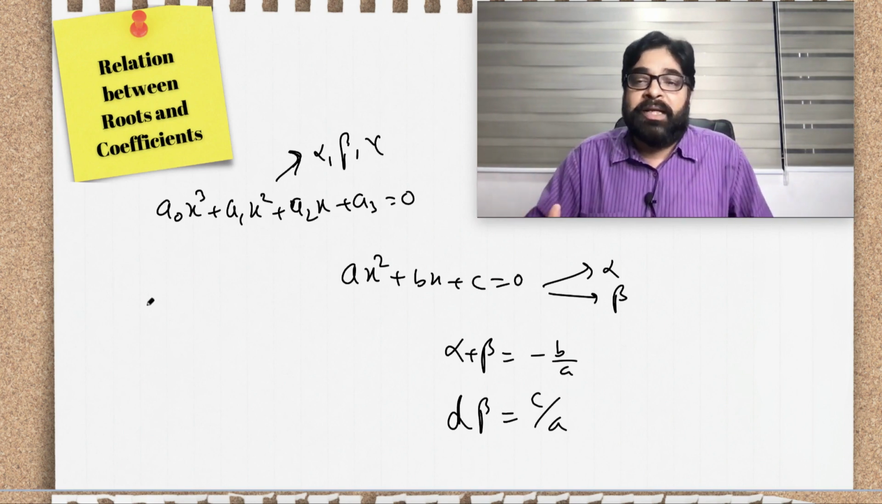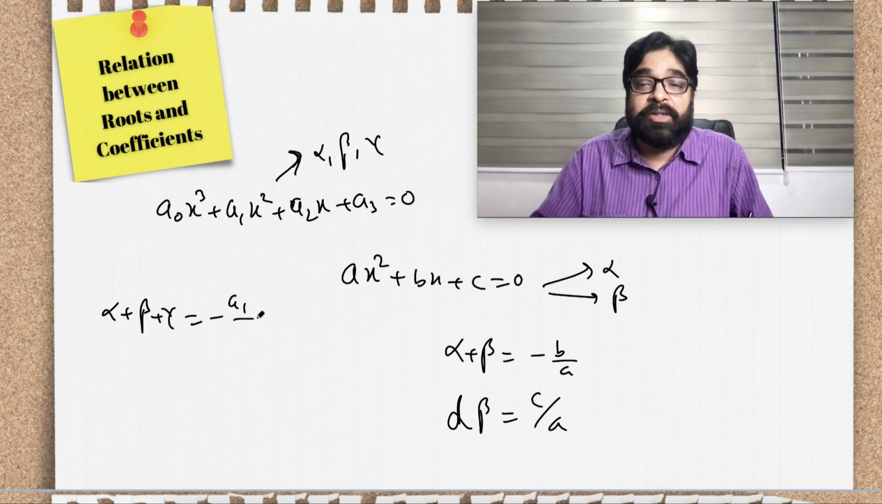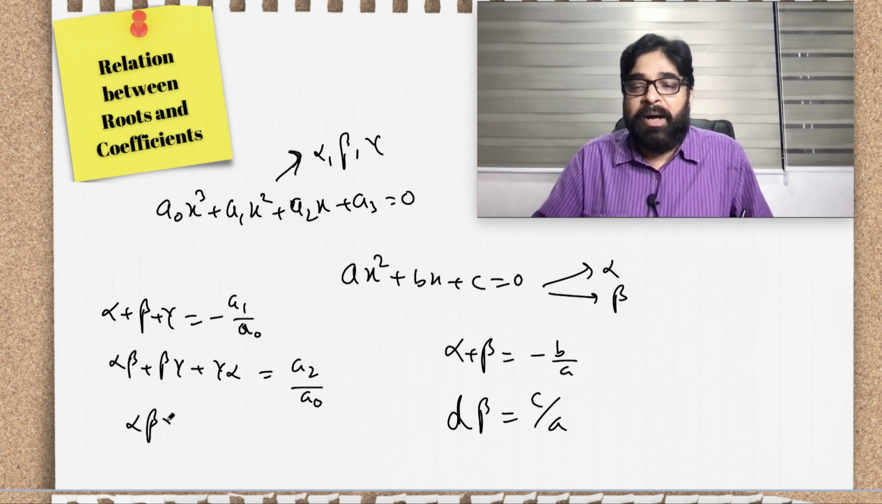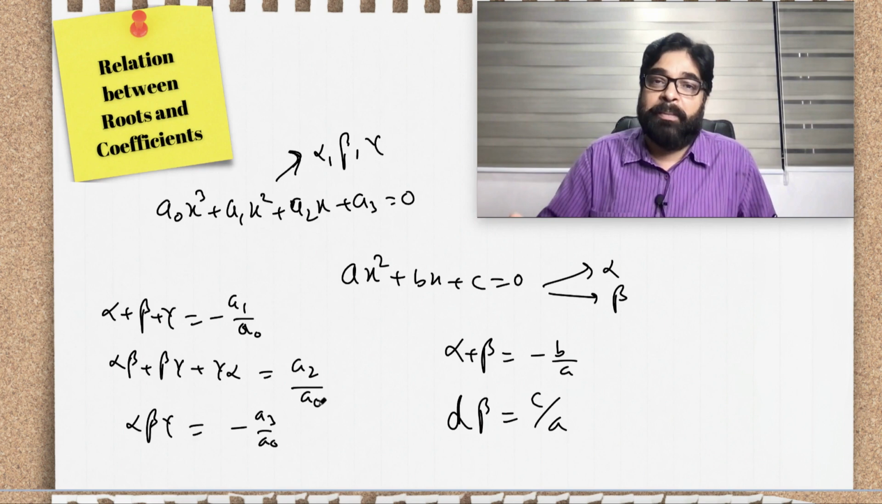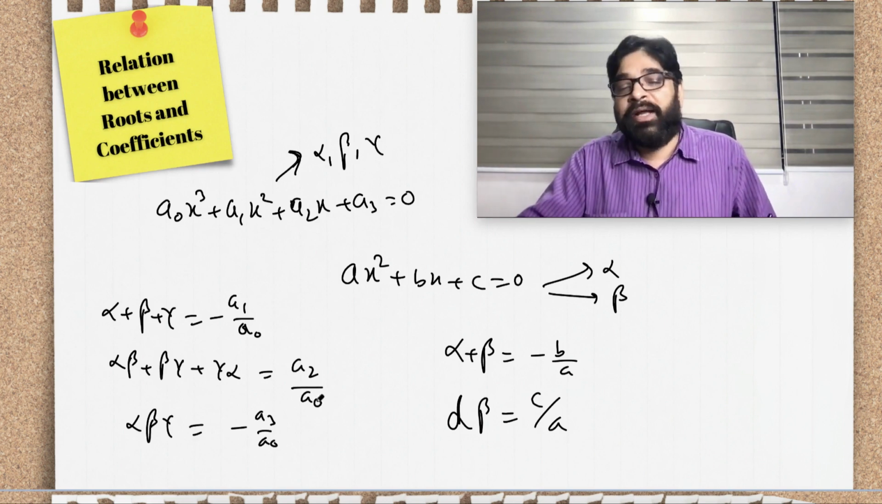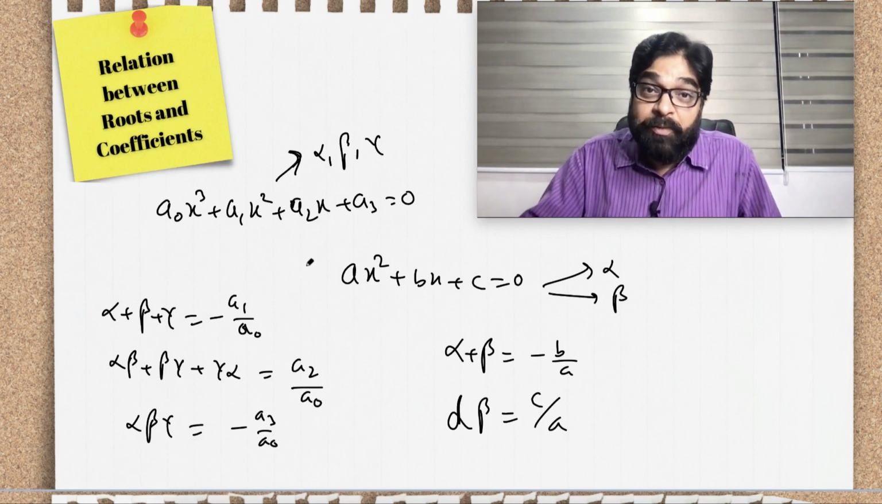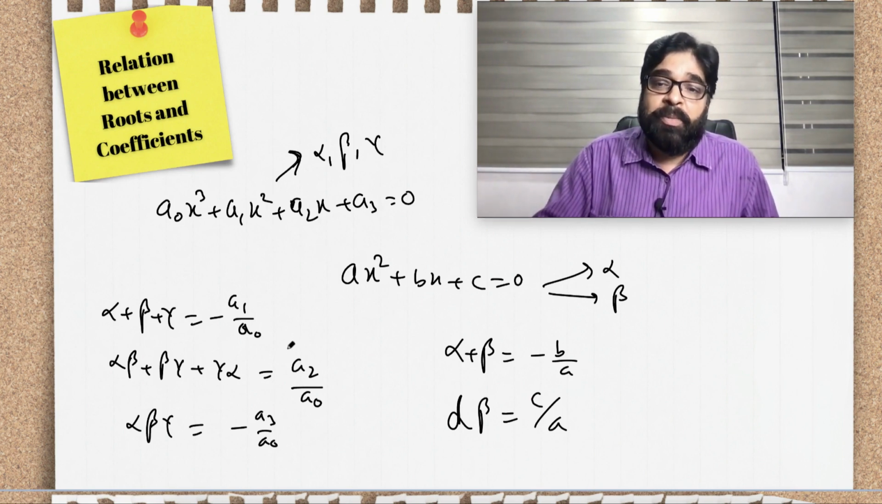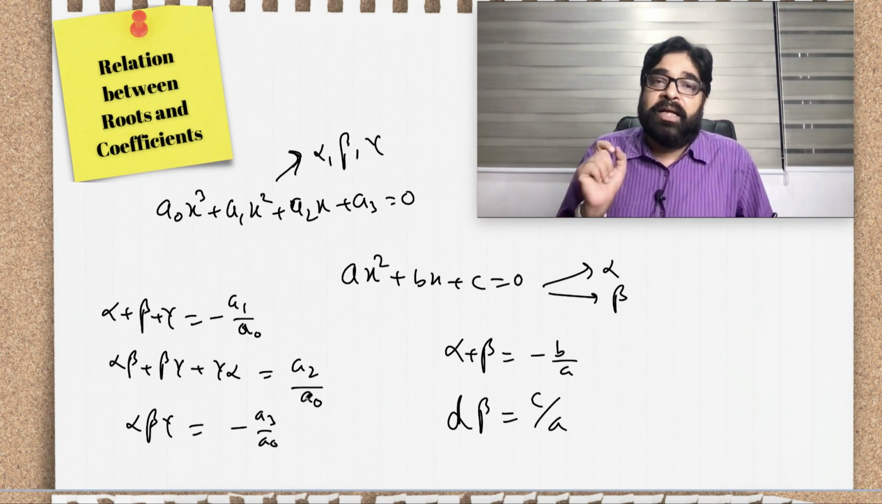So what will be the relation? We used to say alpha plus beta plus gamma will be equal to minus a1 by a0. Yes or no? Alternate sign. Alpha beta plus beta gamma plus gamma alpha equals a2 by a0, and alpha beta gamma will be equal to minus a3 by a0. Of course, I don't remember, I am just using the logic of n. This is the 3 degree, maybe 4 degree, what is the relation? N degree, what is the relation? Understood my point? So that is important.